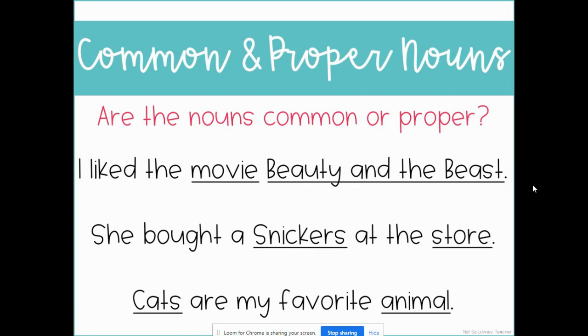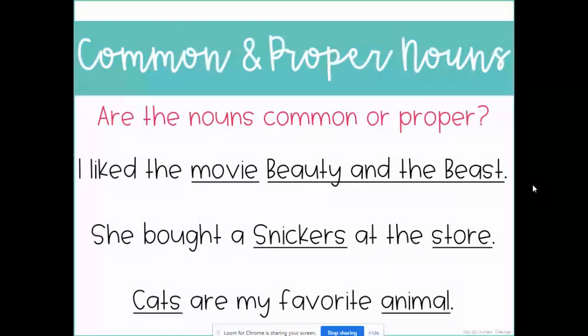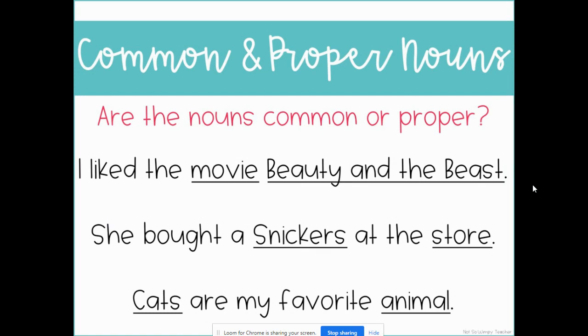Proper. Number two, she bought a Snickers at the store. The name of the candy bar is Snickers, so that is a proper noun. Store is just a common noun. It didn't tell us which store.